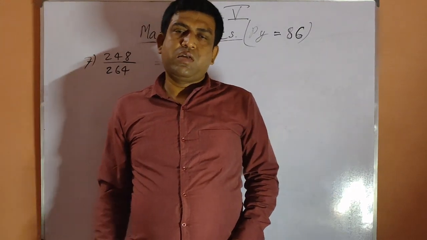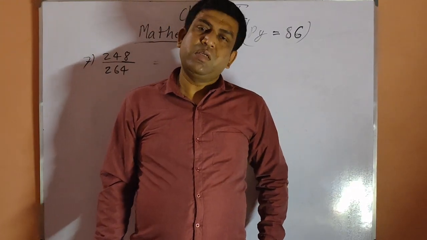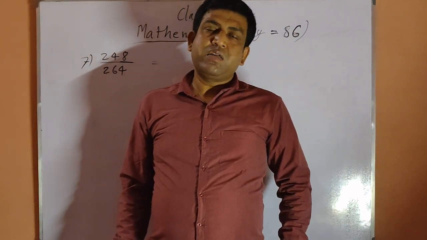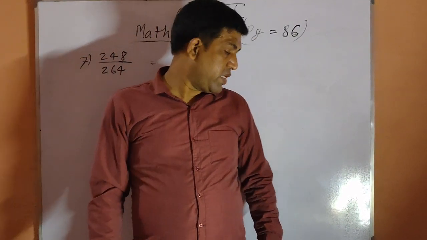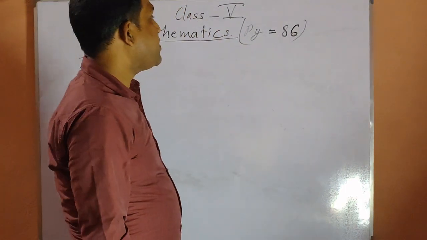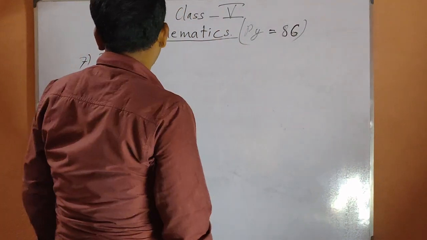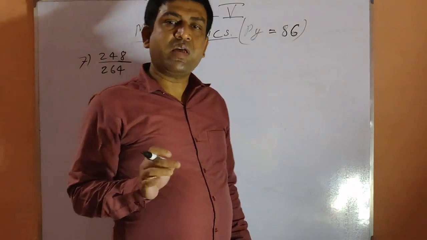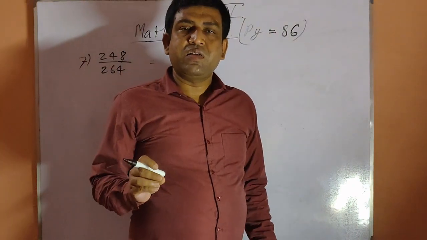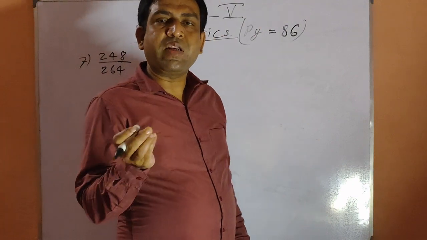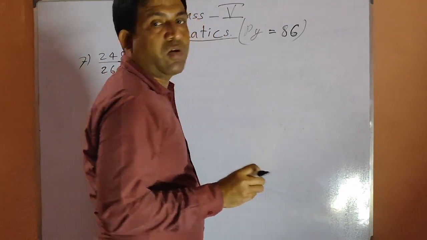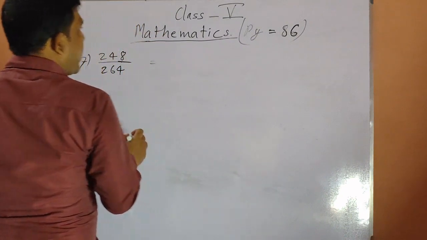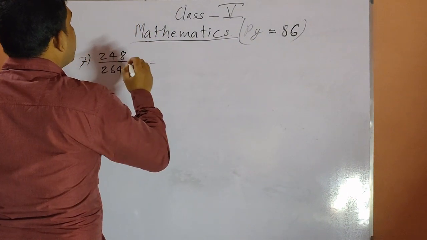Okay students, right now we have completed chapter number 6. Now we are starting chapter number 7. Chapter number 7, page number 86. Okay, the question is convert into the lowest term. You know the fraction. This is converting the fraction to the lowest term. This is chapter number 7.